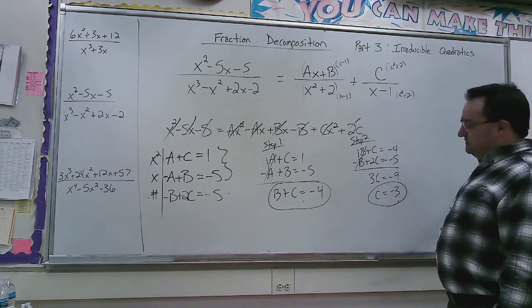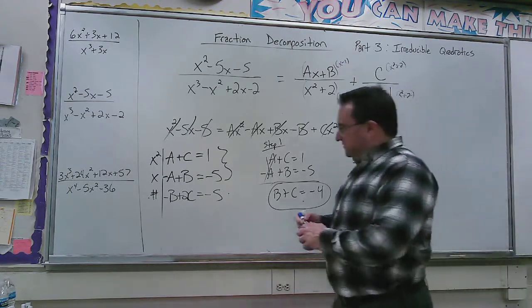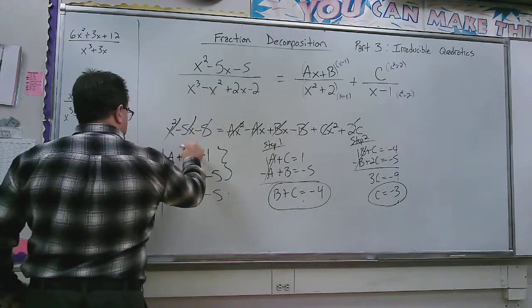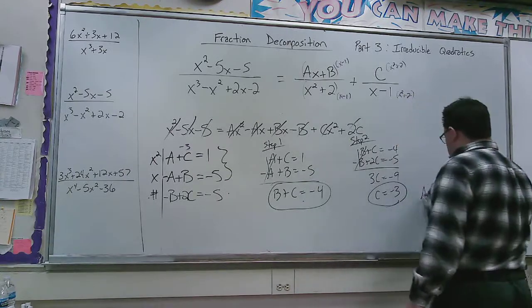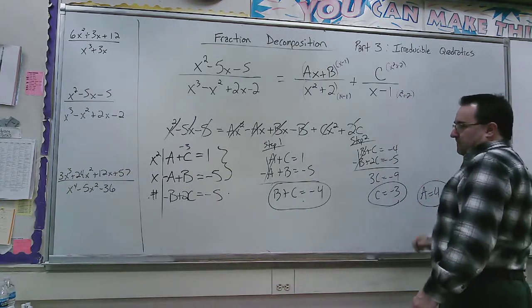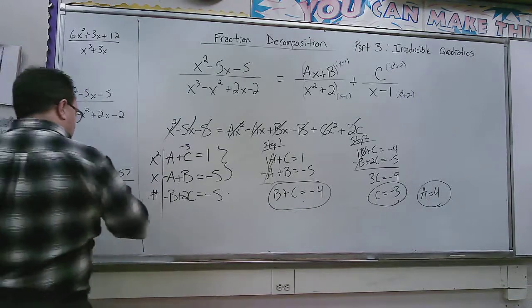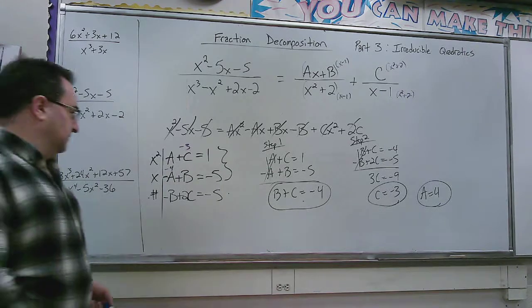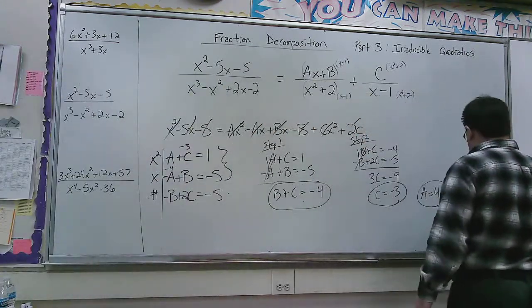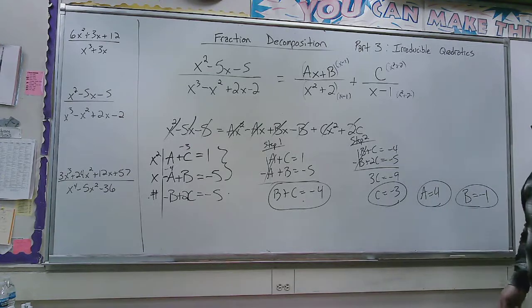So I could call these steps if you want, but these are pretty simple equations. If c is minus 3, then a must be 4. And I like this equation better. If a is 4, then b must be minus 1. And that's all the things I had to solve for. All that remains is I just have to write my answer.